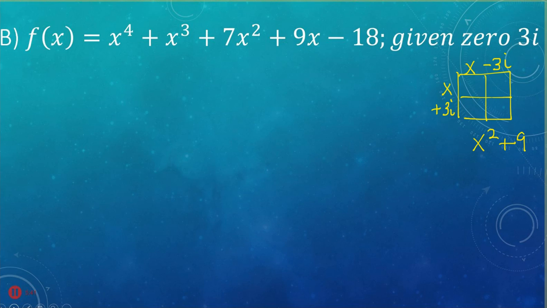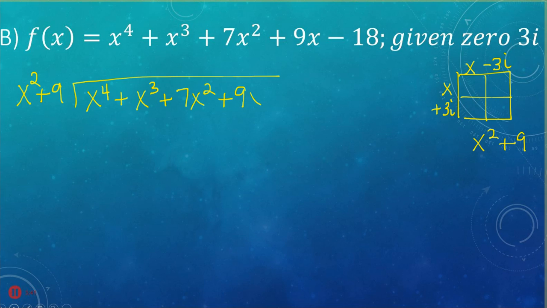So I'm going to set up my long division. X squared plus 9 is on the outside. And then I have x to the 4th plus x cubed. I'm just writing my entire function. So, long division. When you do long division, you start off by dividing your leading coefficients.